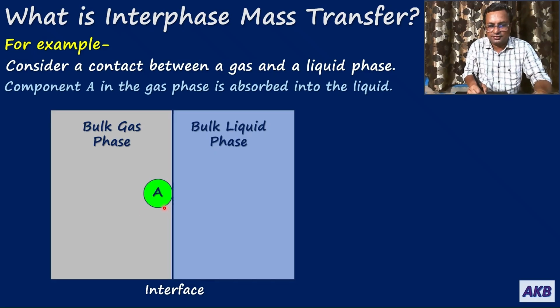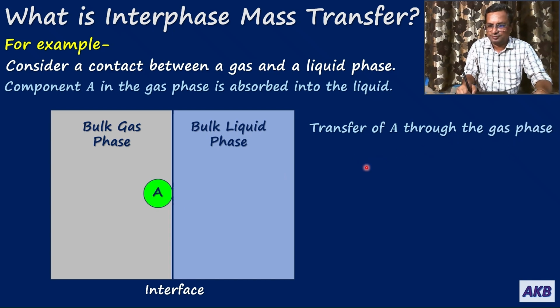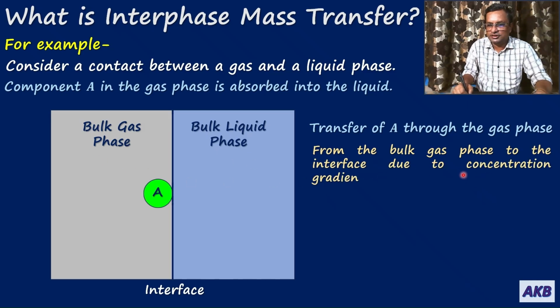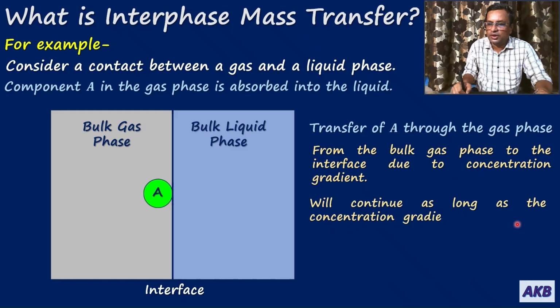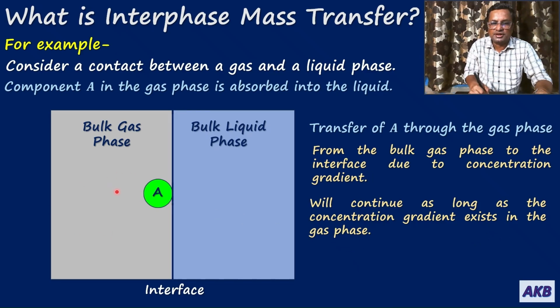So one process is that A moves from the bulk gas phase to the interface due to concentration gradient. And once it is at the interface, it will cross over the interface. So it moves from the bulk gas phase to the interface, and it happens due to concentration gradient. I just talked about it. And it will continue as long as the concentration gradient exists in the gas phase.